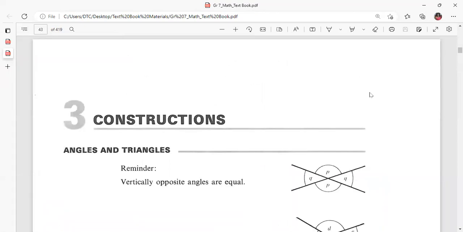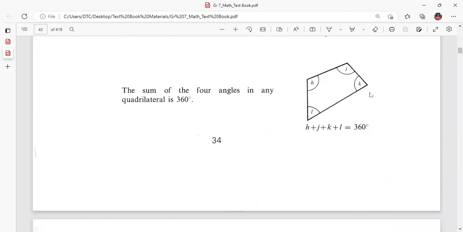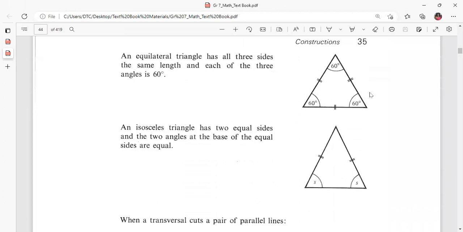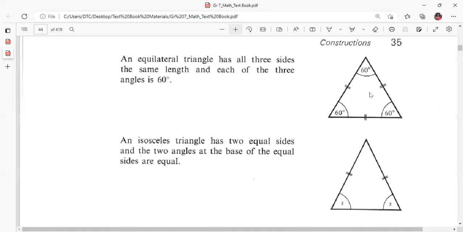Look at this. So there are 2 types of triangles they have shown here. The first one, all 3 sides are equal. We call that an equilateral triangle. And all the 3 angles are also equal in an equilateral triangle, and they have marked the value. It is 60 degrees. And you look at the second triangle, children, it is an isosceles triangle. So where you can find 2 equal sides. And the 2 angles at the base of the equal sides are equal.